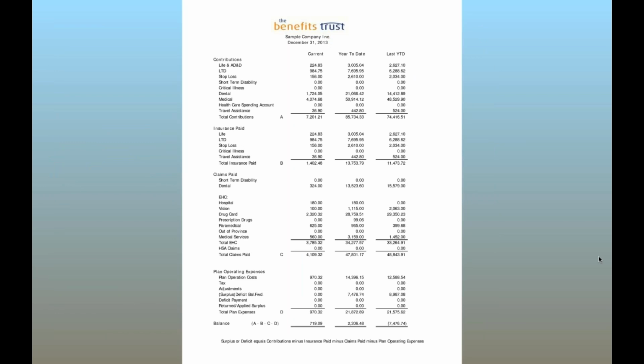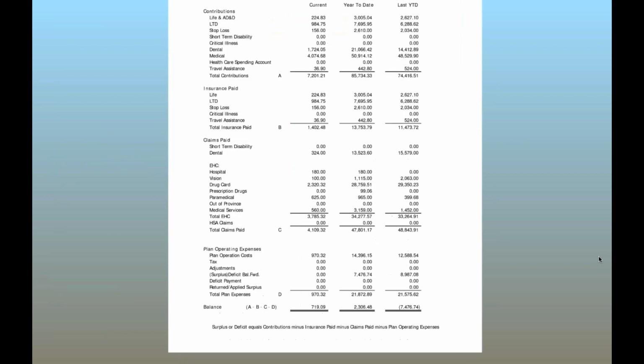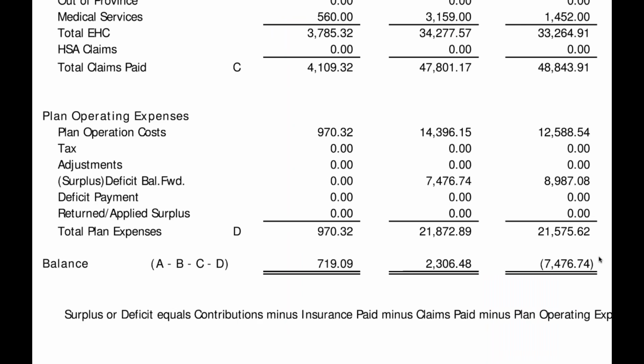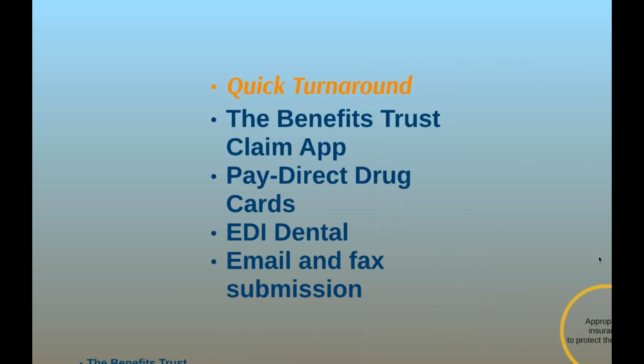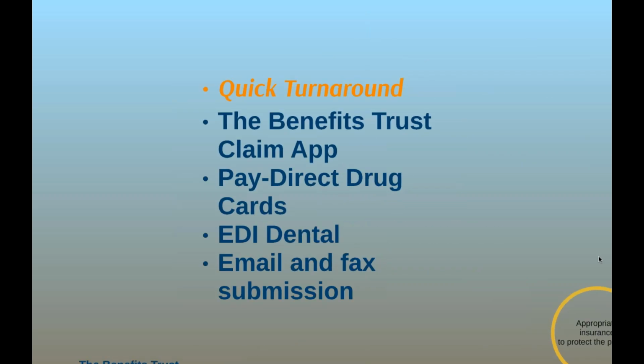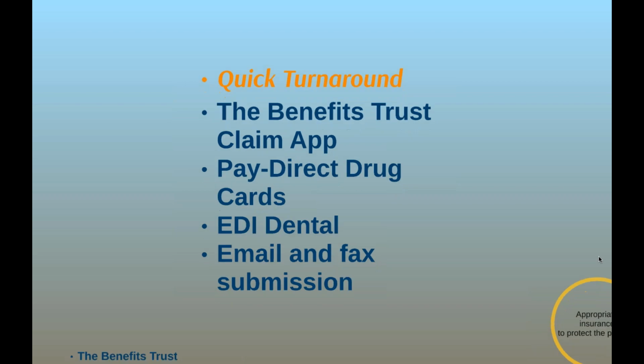That financial statement looks like this: month actual, first column current, month actual, year-to-date cumulative, and after 12 months previous year-to-date cumulative. So the client sees exactly what their surplus or what their deficit is on an ongoing basis, so they know exactly where they are and exactly where they stand. At the Benefits Trust, we've got an extraordinary quick claims turnaround time. We've got a claim paying app that we've been using for many years now, Pay Direct drug cards, EDI dental, email, fax, online claim submission, all the wonderful things that clients are used to. We're not falling behind on this. We're leaders on this stuff.